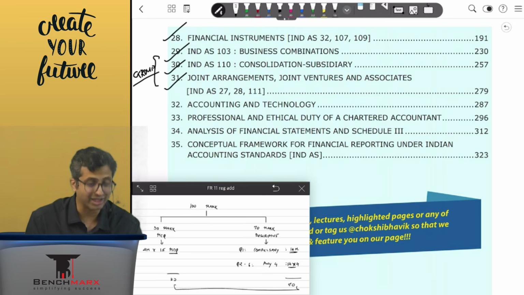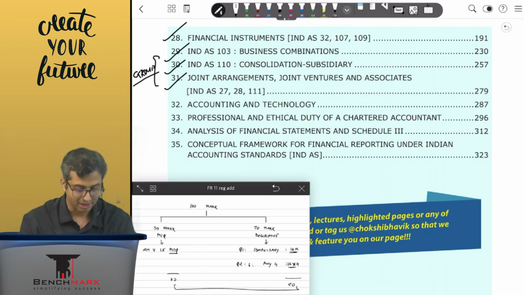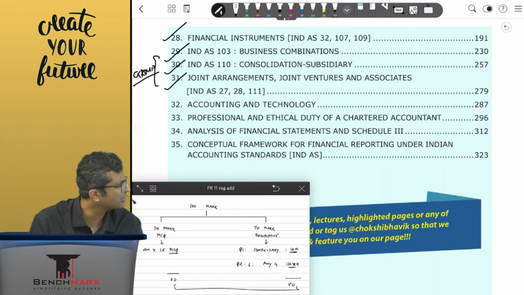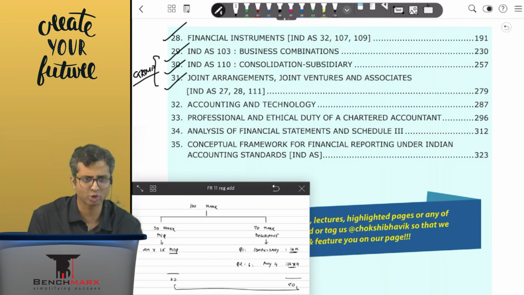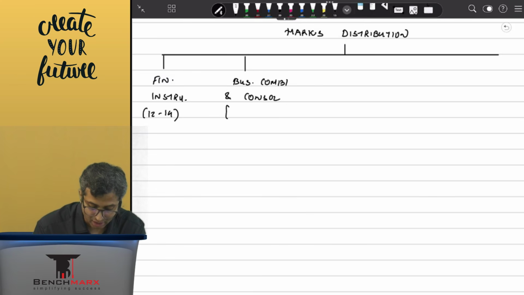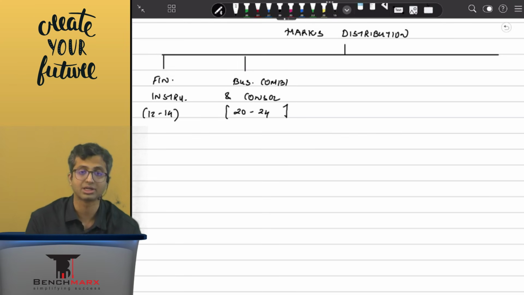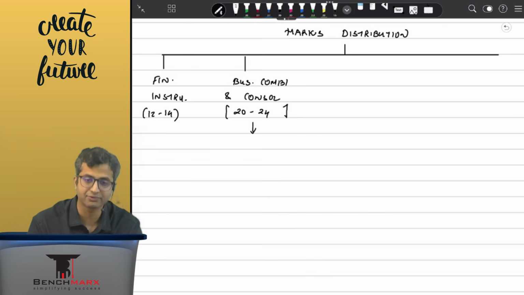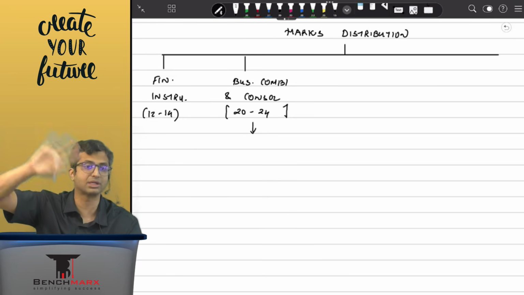In topic number 29, you have business combination like amalgamation. In topic 30, you have consolidation for a subsidiary. And in 31, you remember you had joint ventures, associates, chottu mottu. So you will have joint ventures and associates in chapter number 31. So for group accounting, you will expect approximately 20 to 24 mark weightage usually. How come 20 to 24? Usually what will happen is there is one question of either of these two which will come in the compulsory 14 marks.